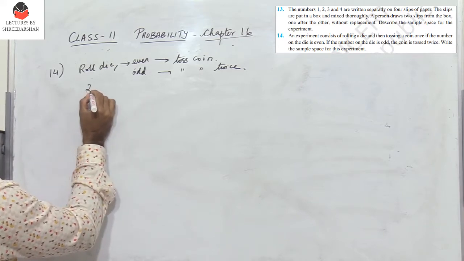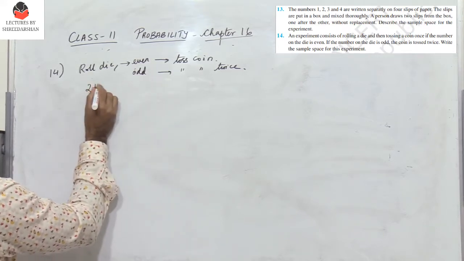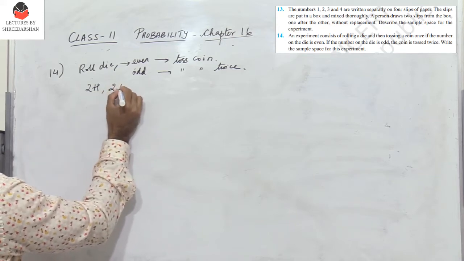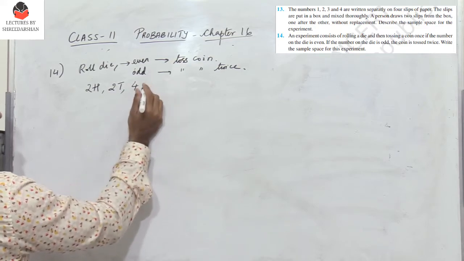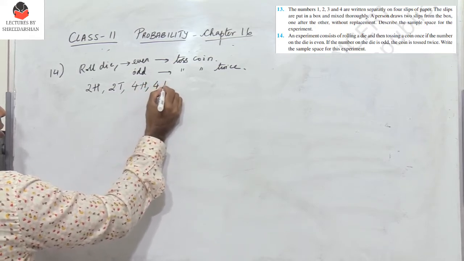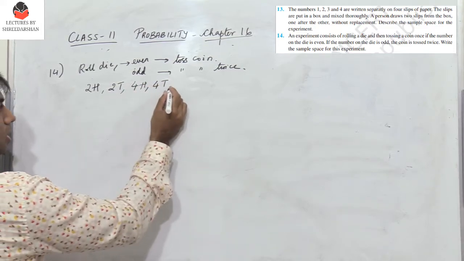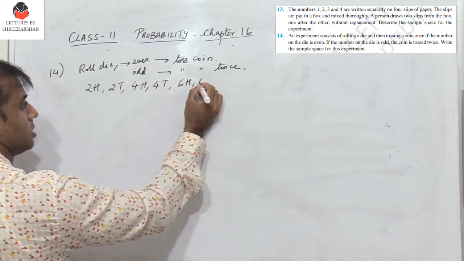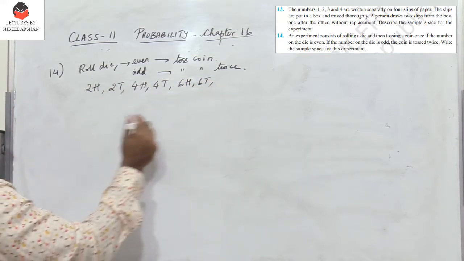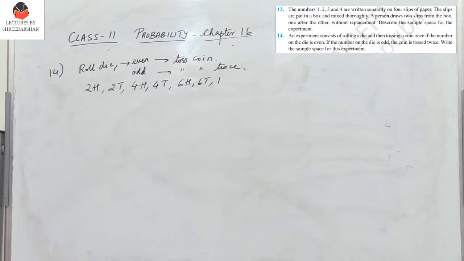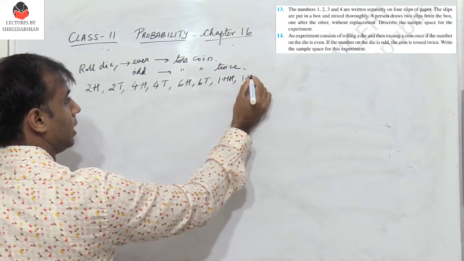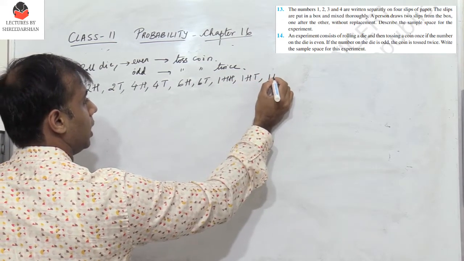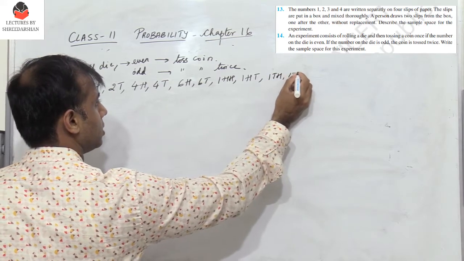If I get an even number, say 2, I'm tossing the coin, so I may get head. If I get 2, I toss a coin, I get tail. Or 4, even number, toss a coin, I may get head. 4, toss a coin, I get tail. Or 6, head, 6, tail. Now if I get an odd number, then what am I doing? I'm actually tossing the coin twice, so I can get head, head, 1, head, tail, 1, tail, head, 1, tail, tail.